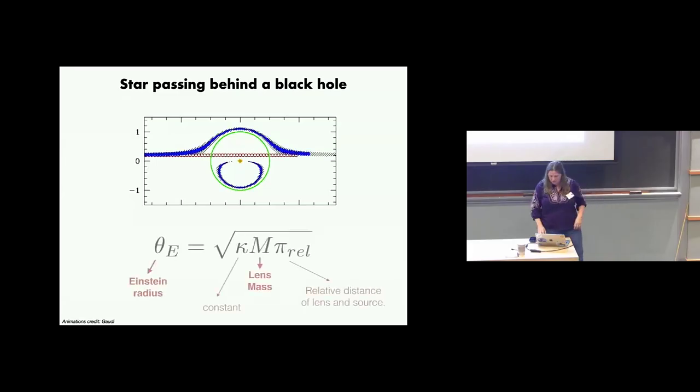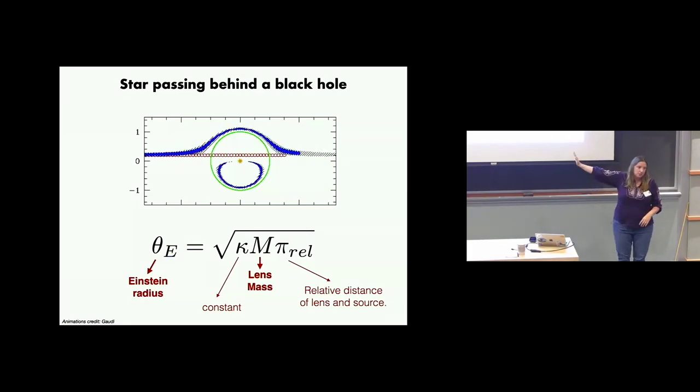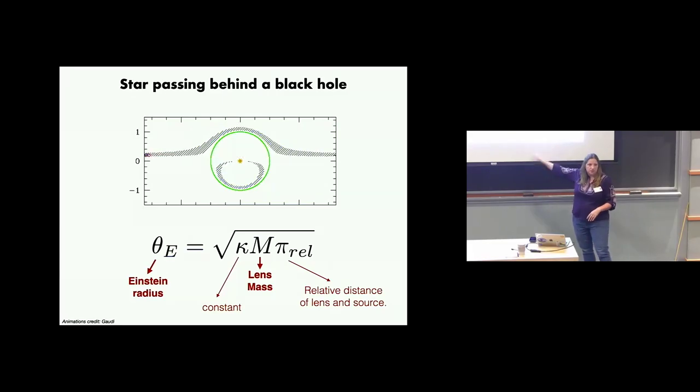Now, that cross-section is called the Einstein radius, and it scales as the square root of the lens mass, and the relative distance between the source and the lens. Those are the two key parameters to remember that go into the Einstein radius. So obviously, your cross-section gets bigger as your lens mass gets bigger, which is great. That's really good for black holes.